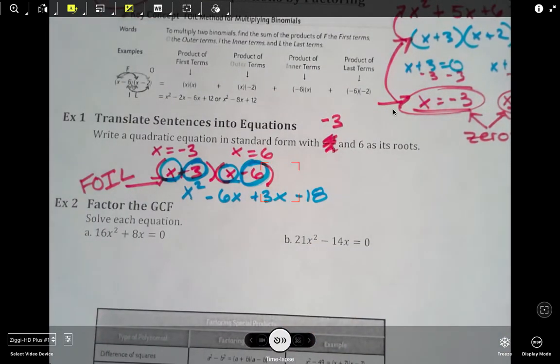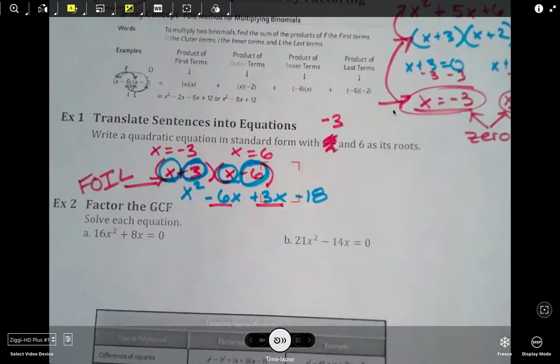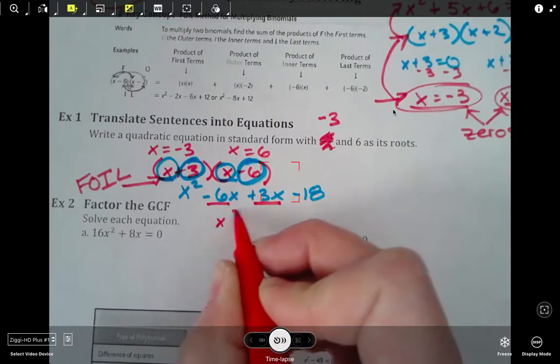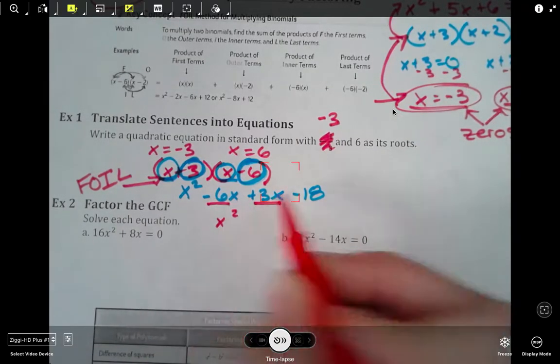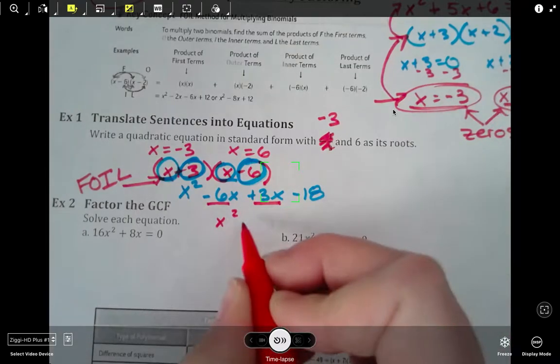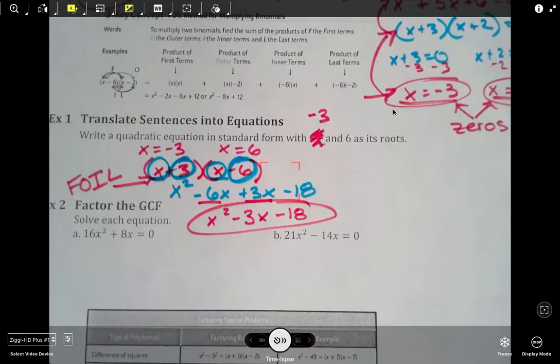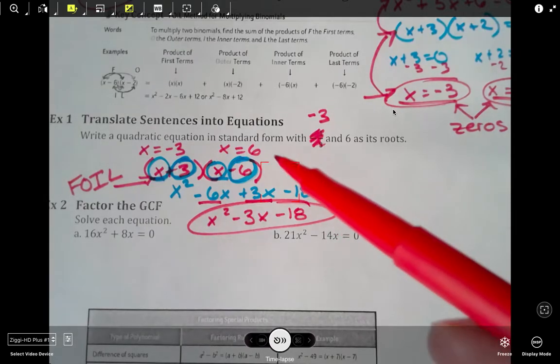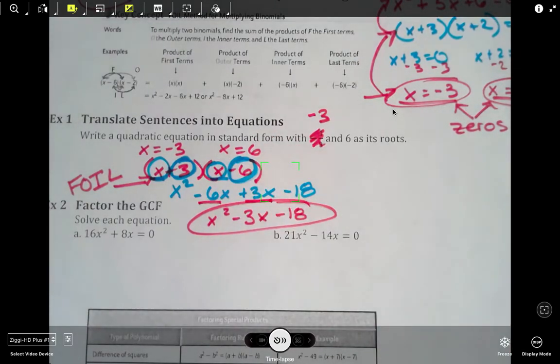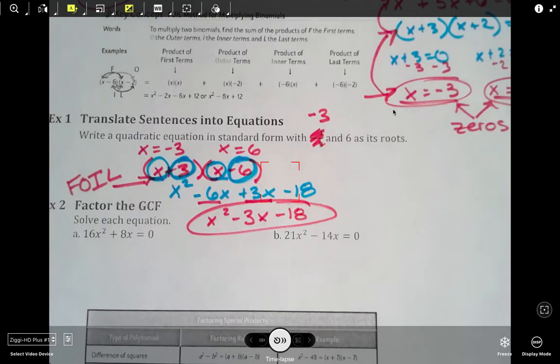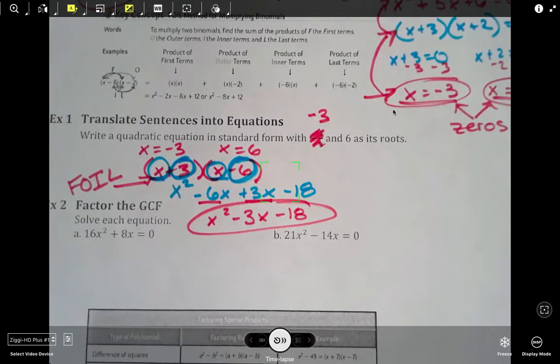Am I done? No, you have to combine like terms. Those two go together. x squared won't go with anybody, so it's going to stay like that. Negative 6x and 3x make negative 3x, minus 18. That's what it is right there. Am I done now? Yes. If I set that equal to 0, that would be coming back to this way. They asked me to write a quadratic equation. Is this a quadratic equation? Yes. And these are the zeros, or the roots. I'm done. I've done what it asked me to do.